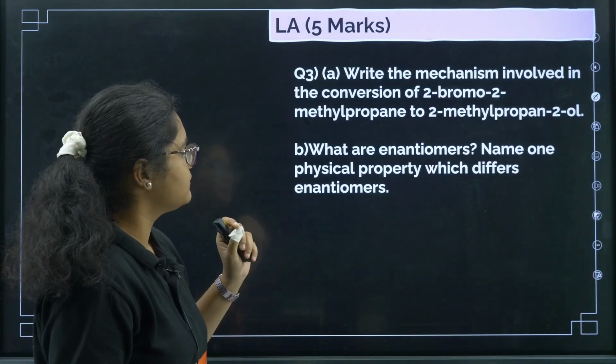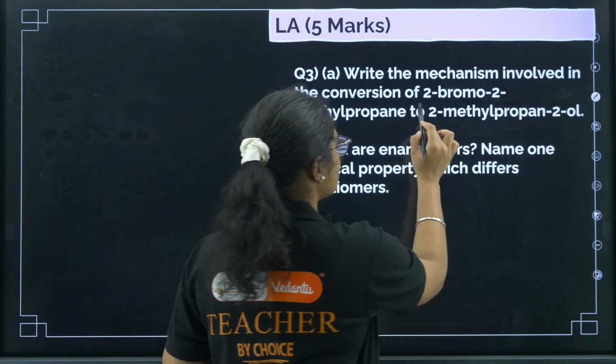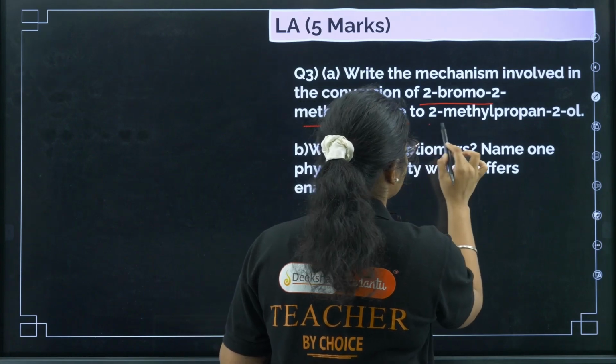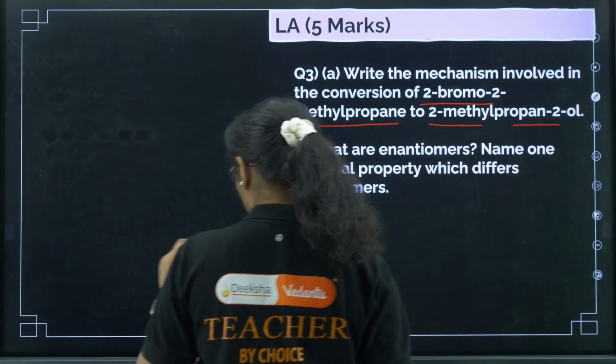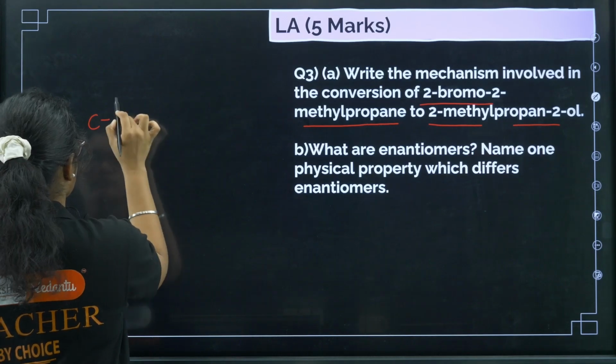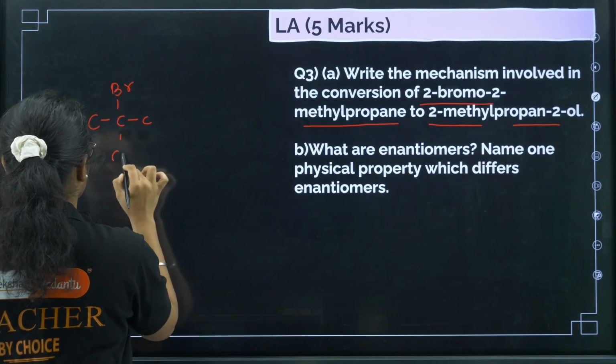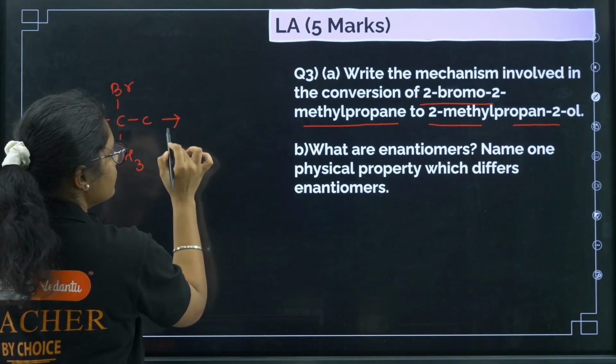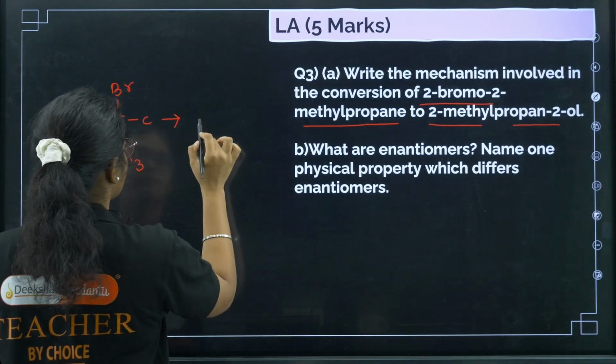Next, write the mechanism involved in the conversion of 2-bromo-2-methylpropane to 2-methylpropan-2-ol. Okay, so if you see 2-bromo-2-methylpropane, so I have 2-bromo-2-methylpropane to 2-methylpropan-2-ol.